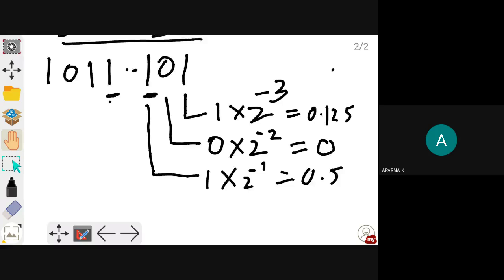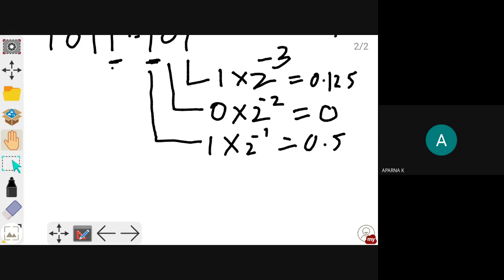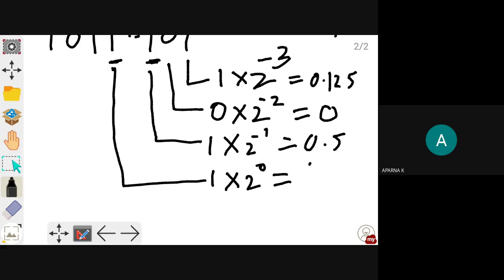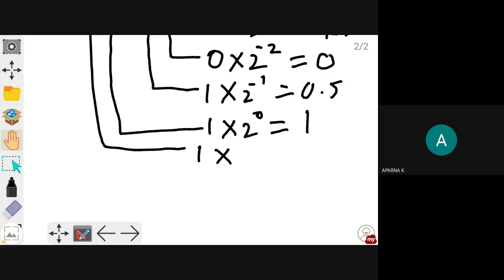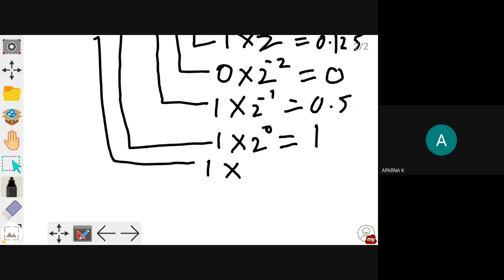Next is, so this is left hand side to the point. So 1 into 2 power 0. Anything power 0 is 1. So value is 1. And then 1 into 2 power 1. So 2 power 1 is 2. So 2 into 1 is 2.